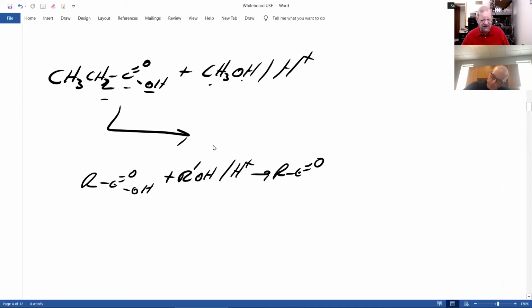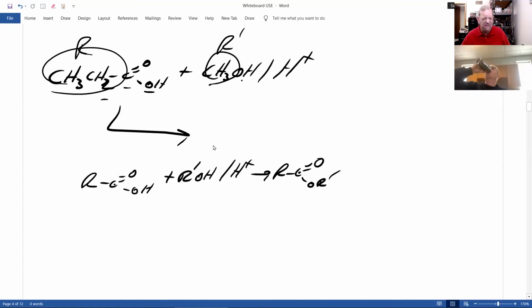R prime is still there, oxygen, and R is still there, R prime. So what's R? Ethyl. What's R prime? Methyl. Two carbons, my carbonyl, oxygen. What's R prime? Methyl. Let me also mention, in this case you don't have to worry about it, but the carbon in R prime with the hydroxyl group is the carbon that's bonded to R in the ester.